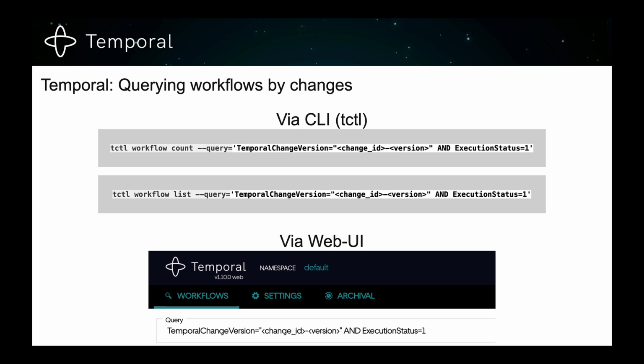And here you can just query some workflows and use the same query that we used in the CLI, and the web UI is going to show all the different workflows that are currently running and have been tagged with that particular change ID and version.